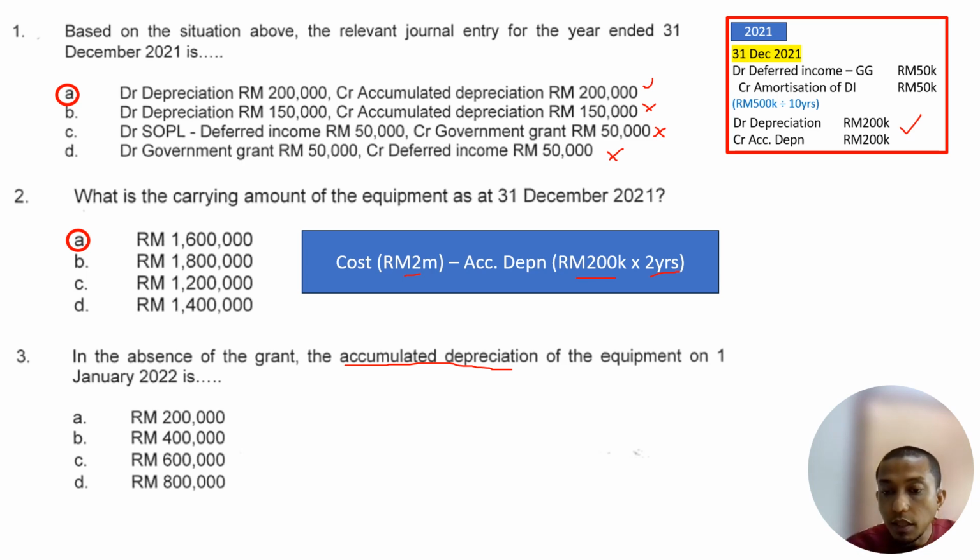Because under the write-off against asset method, the cost of your asset is going to decrease by the amount of the grant, right? Under the deferred income method, the cost is not going to be decreased. Therefore, here the accumulated depreciation is similar, 400,000. No difference actually, 400,000. Okay, that's it, it is 400,000.